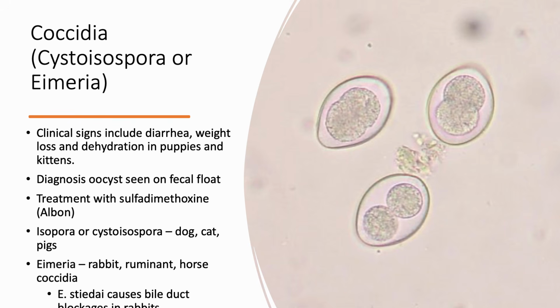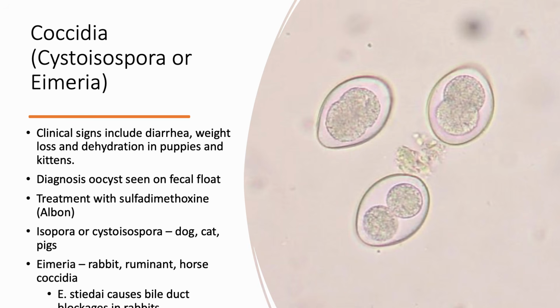When animals are infected with coccidia, they tend to have GI signs, so diarrhea, weight loss, dehydration, and it's much more common in puppies and kittens or young animals. As they get older, they get a bit more resistant to coccidia infections. Diagnosis is to see the oocyst on a fecal float. Treatment is with sulfadimethoxine, which goes by the brand name of Albon.